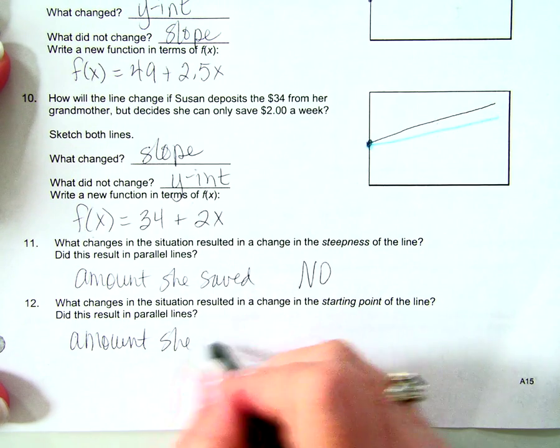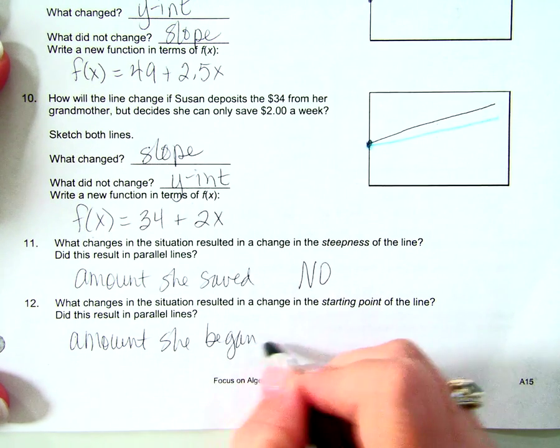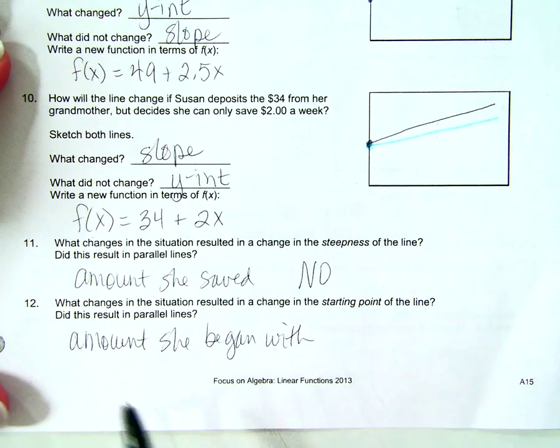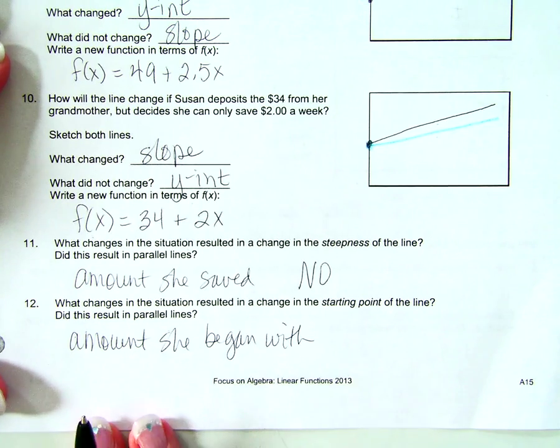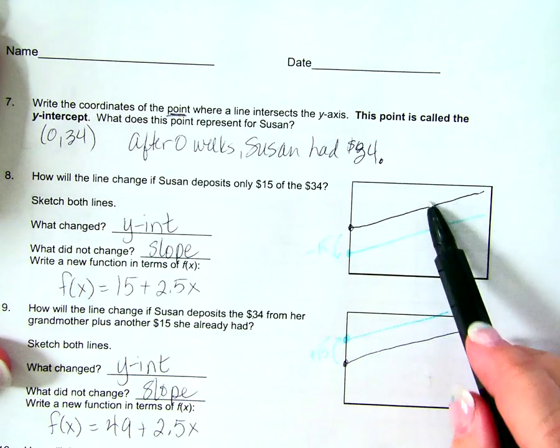Amount she began with. Did this result in parallel lines? These and these? Yes.